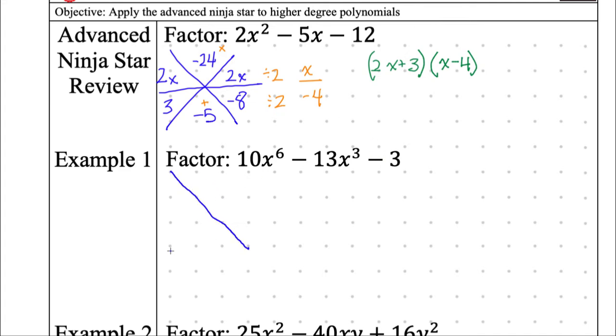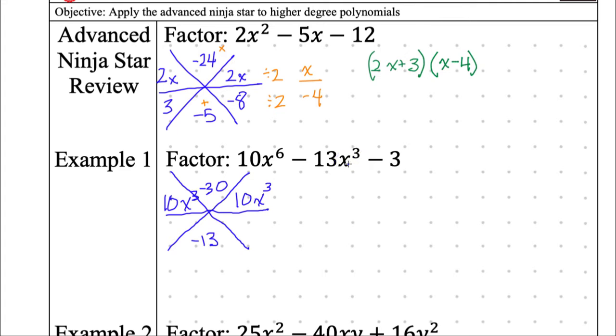Advanced Ninja Star looks a little bit different now. There's a good line. Again, my top is going to be 10 times -3 to get -30, -30, and my bottom is going to be -13, -13. Now, this is the change. This is not 10x and 10x. That is slightly incorrect. I need to divide this power by 2, and I get 3. Another way of looking at it is you just take this degree term. It's always going to be that middle term, x to the power of 3.